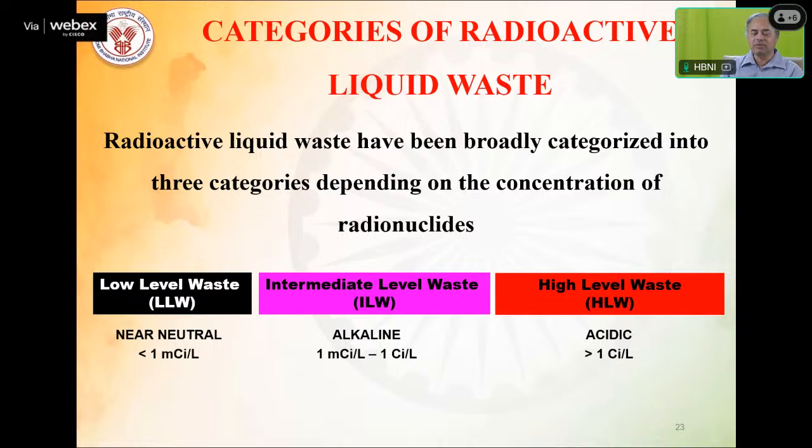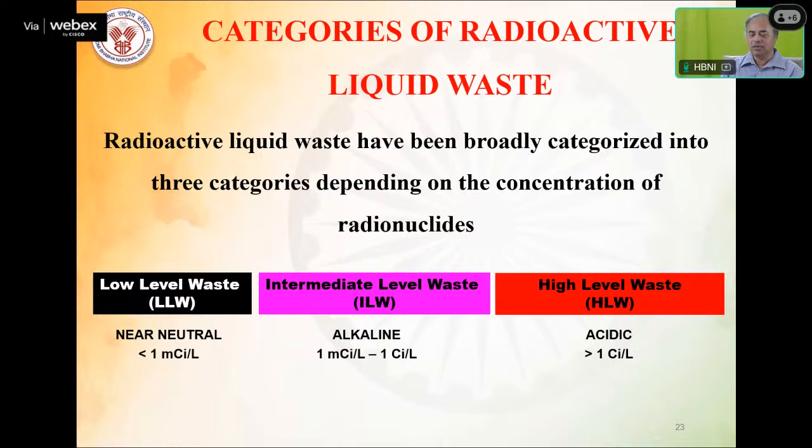Then intermediate level waste, ILW, that is having the activity in the range of 1 millicurie per liter to 1 curie per liter. And we have seen 1 curie is a fairly large unit in terms of becquerel. So 1 millicurie per liter to 1 curie per liter, that is the intermediate level waste. So if you have ILW, it is definitely having some radioactivity.